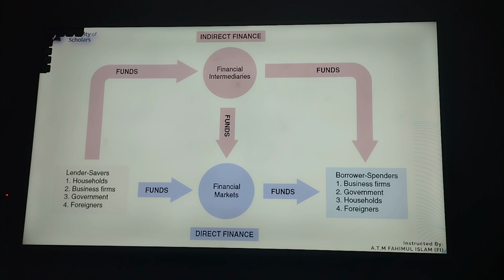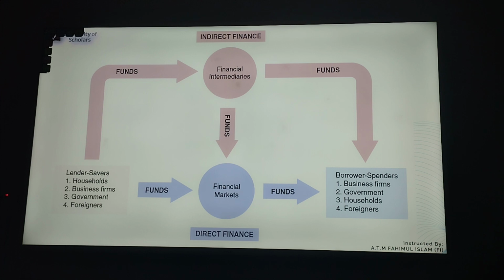Indirect finance is the upper portion, if you can see, that lenders send the money to the financial intermediaries and they distribute the funds to the borrowers or spenders. So that's indirect finance, and intermediaries send the funds to the financial markets as well. So that's how the financial intermediaries and financial markets work all together.